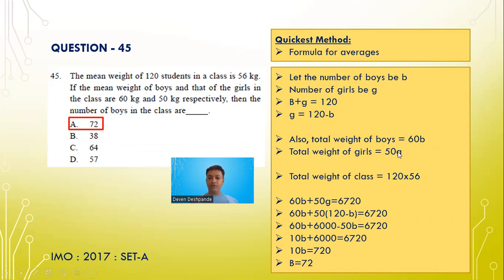So 60B plus 50G is equal to 120 into 56, which is 6720. So 60B plus 50G, what is G? G is 120 minus B. So 60B plus 50 into 120 minus B is equal to 6720. 60B plus 6000 minus 50B is 6720. So 60B minus 50B is 10B, plus 6000 is equal to 6720. So 10B is 6720 minus 6000, which is 720. So B is equal to 720 upon 10, which is 72. B is 72.